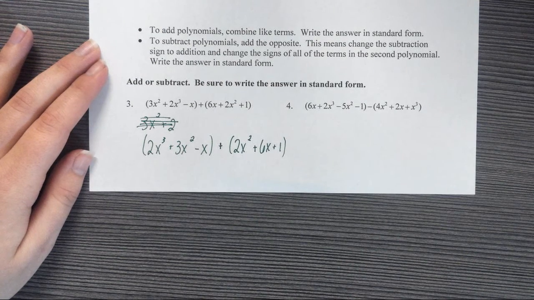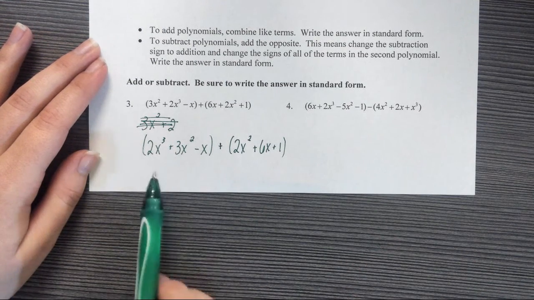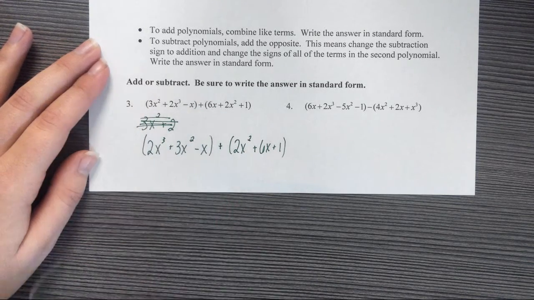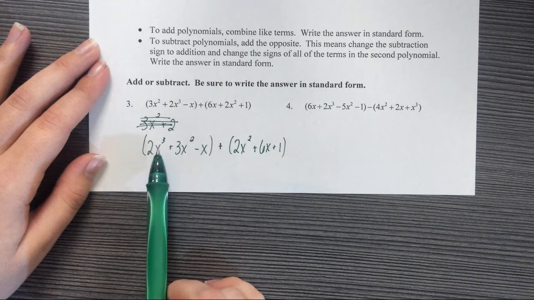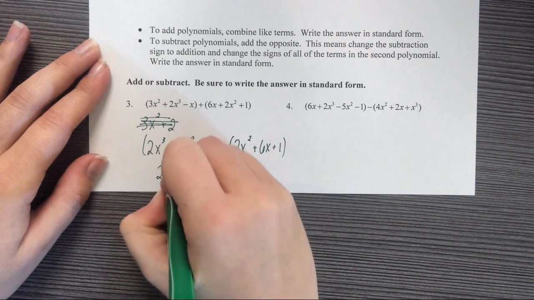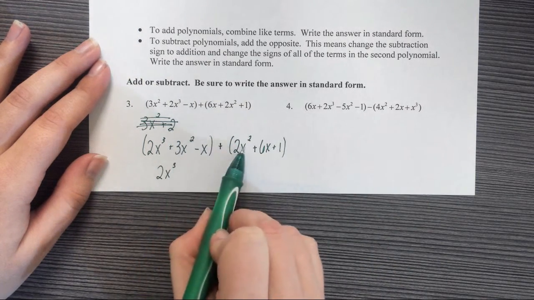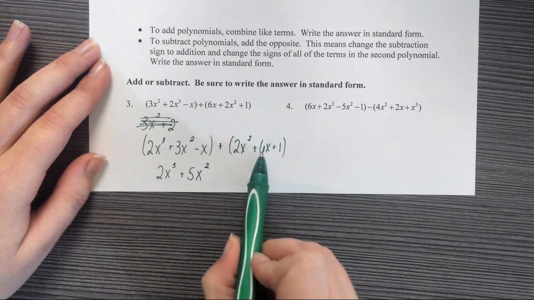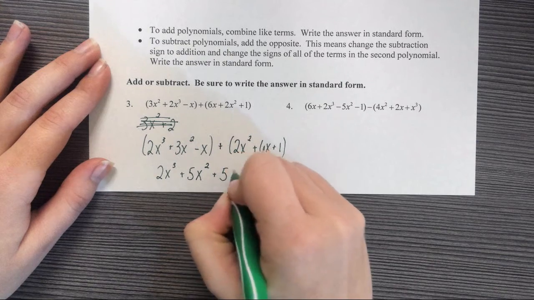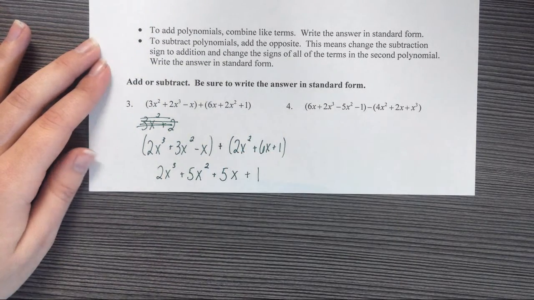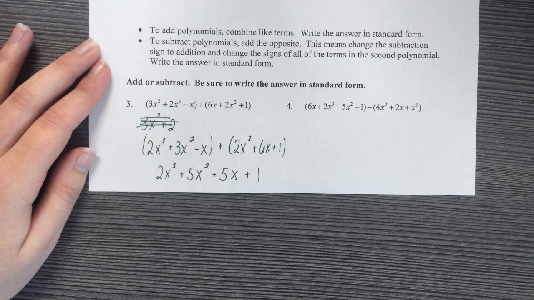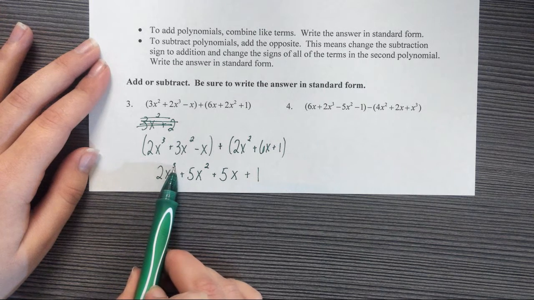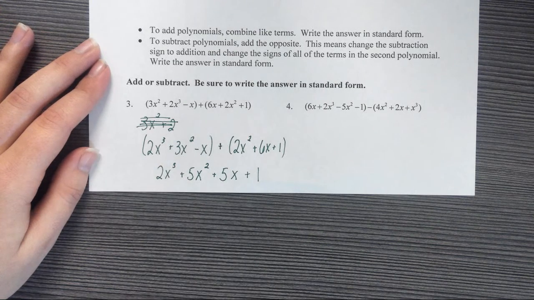So the reason that you want to write these in standard form is because now you can just add the terms with the same exponents and you don't have to look across and get all confused. So I only have one term with an exponent of 3, so that's going to be 2x cubed. And I can add 3x squared plus 2x squared to be 5x squared. Negative x plus 6x is going to be 5x, and then I still have my plus 1. And that would be my final answer because this is in standard form. We have my greatest exponent first, and then they decrease as I go to the right.